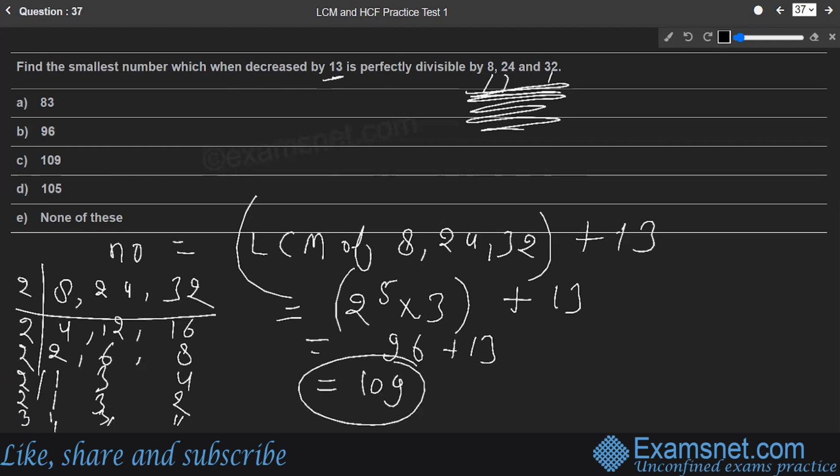Clearly, when 109 is subtracted by 13, you reach 96, and 96 is clearly divisible by all of them. So the answer is correct, available in option number C.